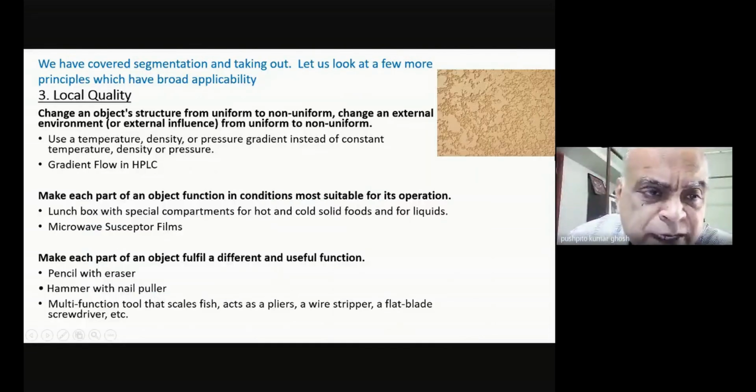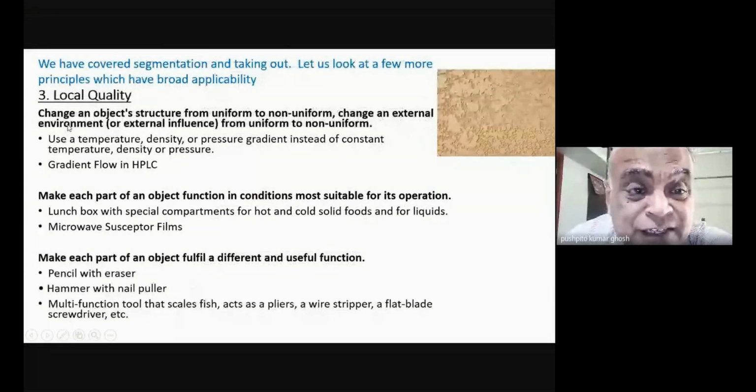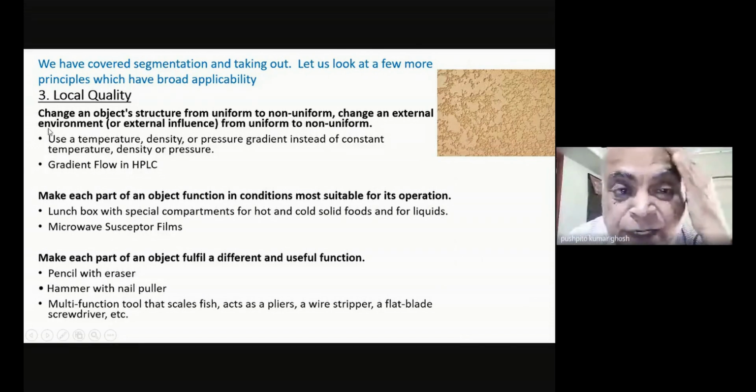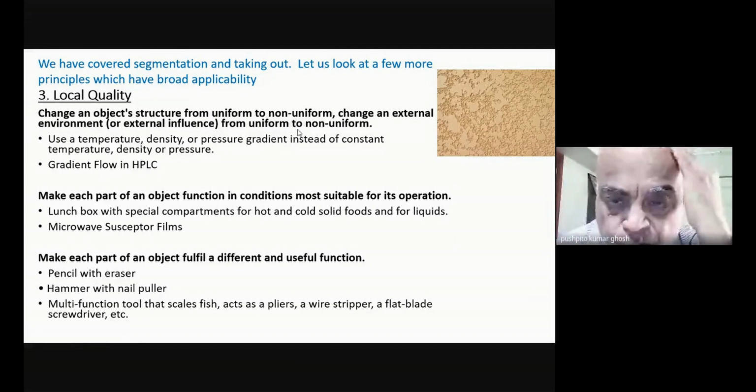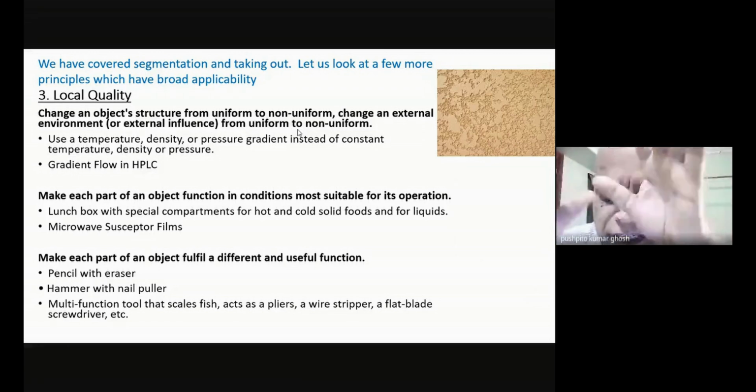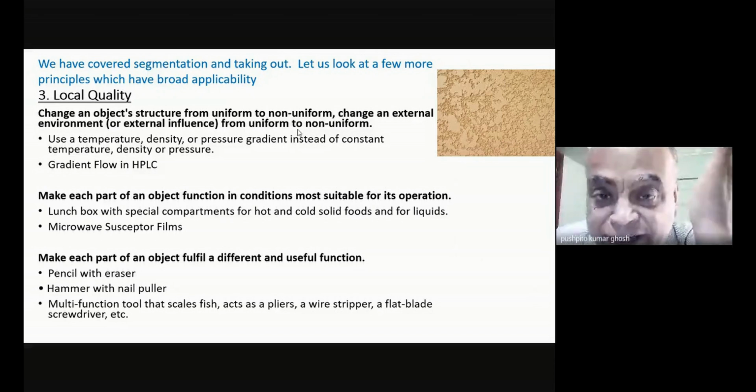So let me take the third one, which is called local quality. Now, it says change an object structure from uniform to non-uniform. Okay? Change an external environment or external influence from uniform to non-uniform. So from uniform to non-uniform, that's what you need to remember, because we are all very used to things which are uniform. Like, for example, most of our paints, our walls, okay, you'll find that they are all of a single color, a smooth coating, okay, that is uniform.